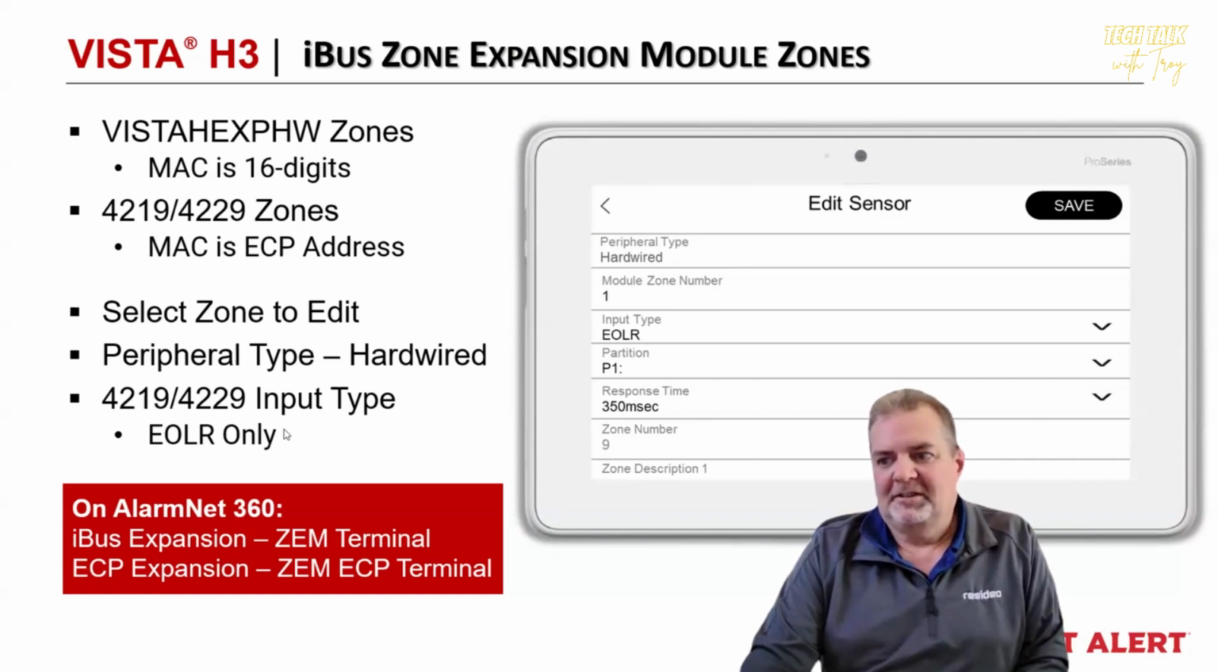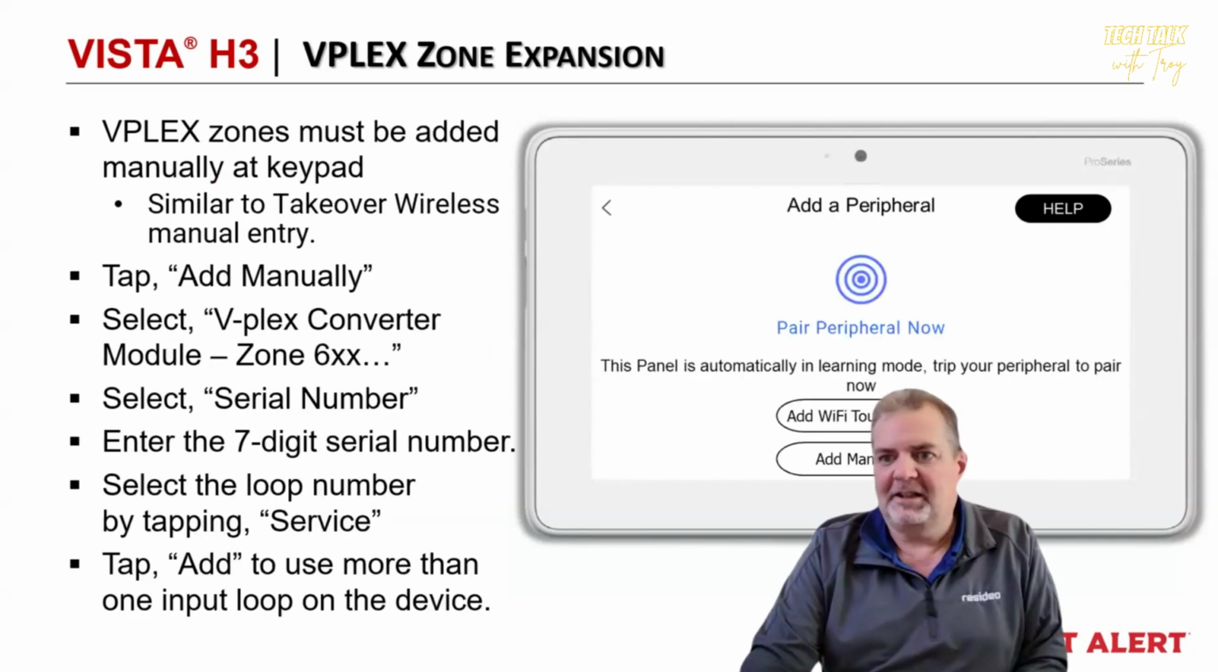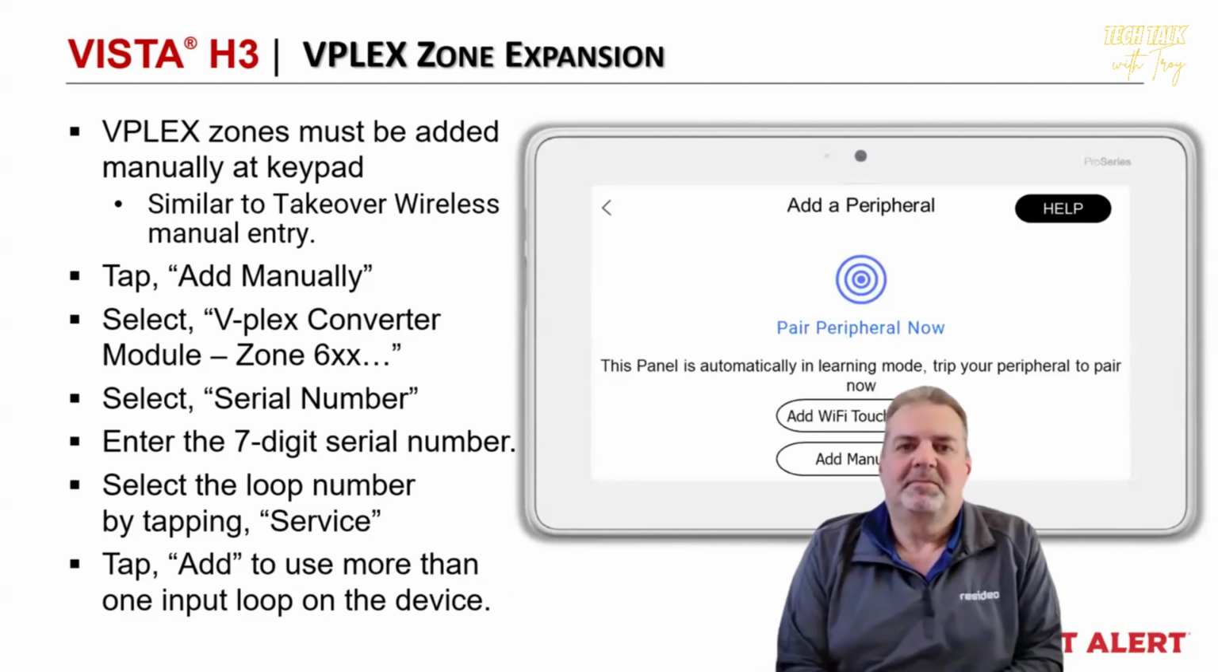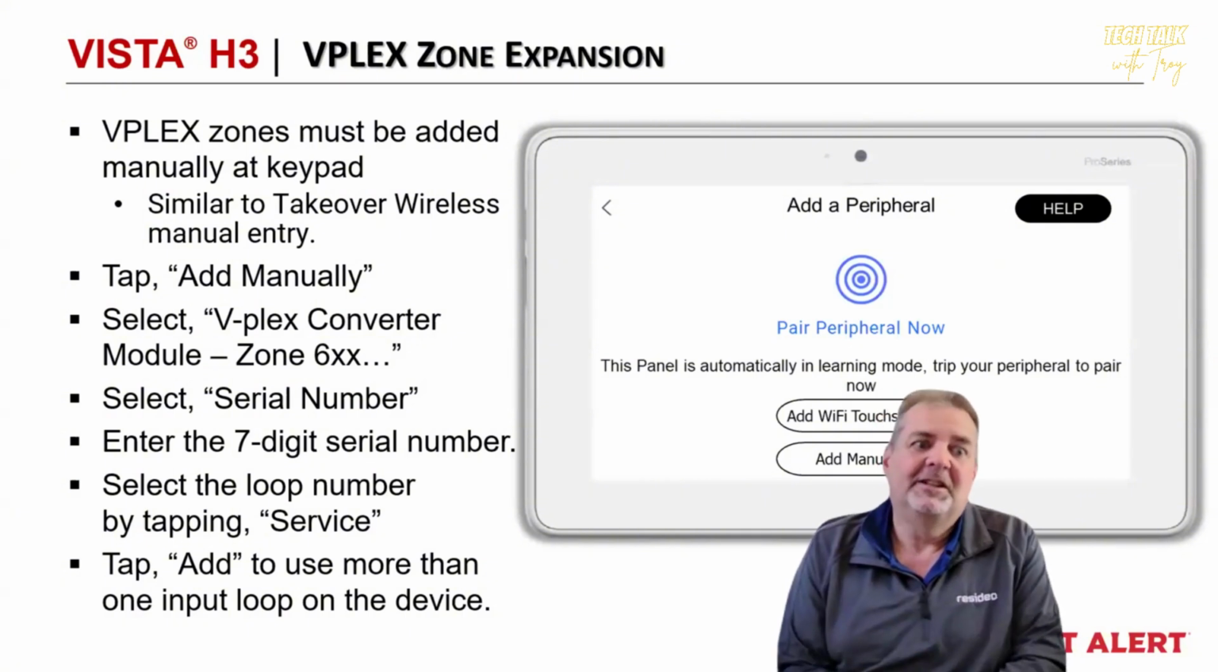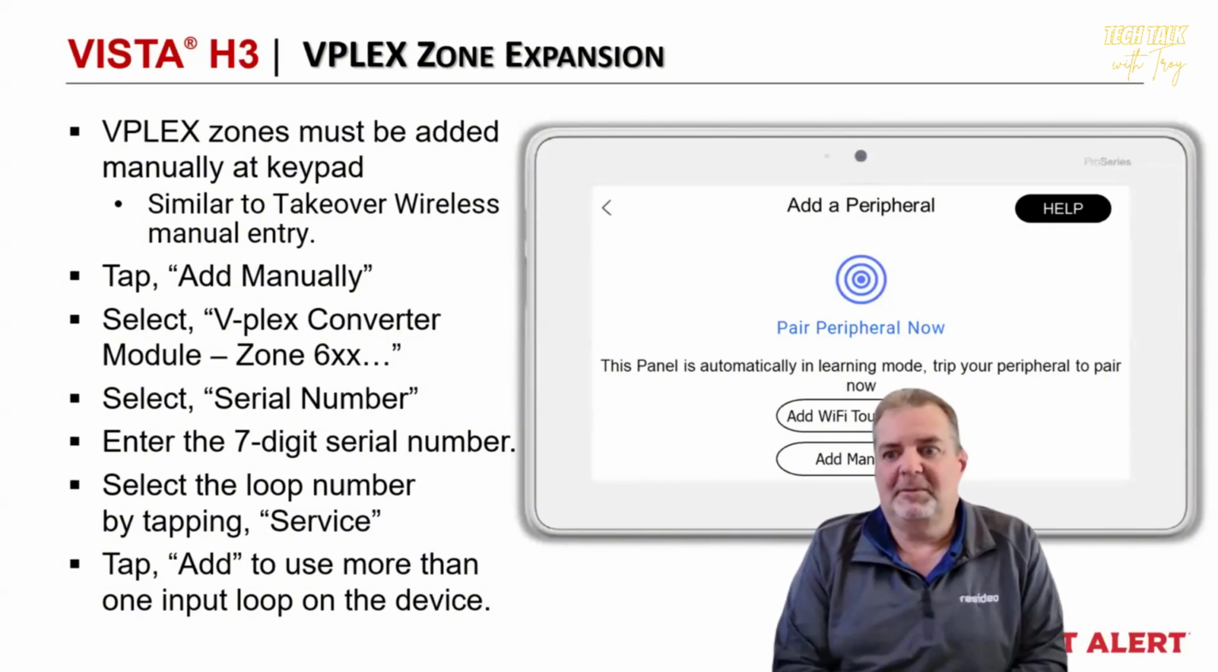However, if it's on our zone expander, the new iBus zone expander, you can actually change the resistor value just like you could on the hardwired zones. You can also set it for zone doubling on the zone expander, or double balanced, or normally open, or normally closed. We have the same options on our zone expander as we do on the main board.